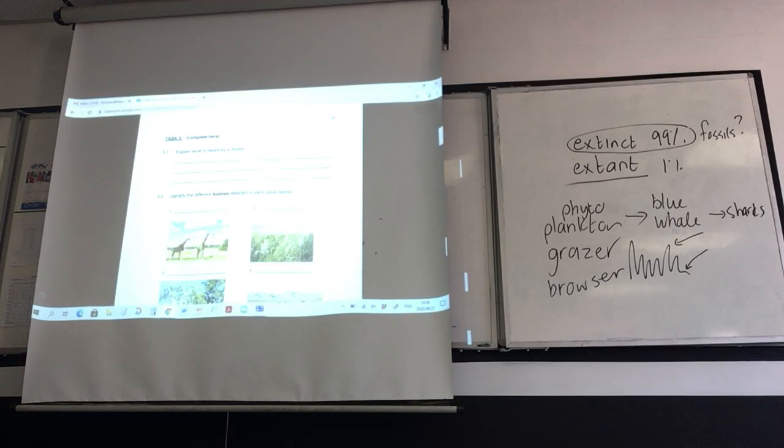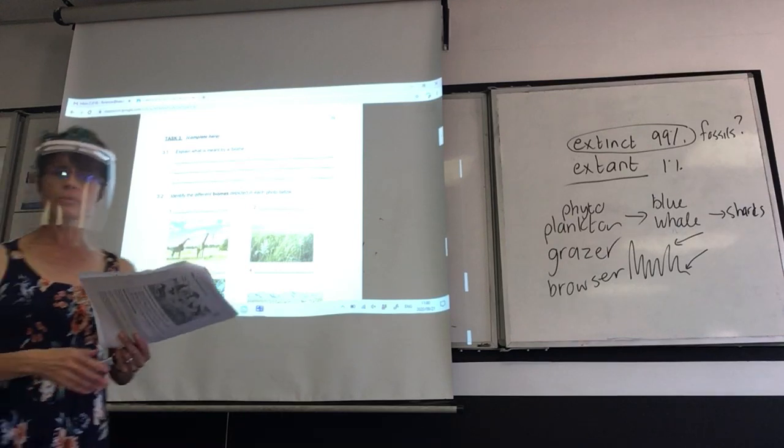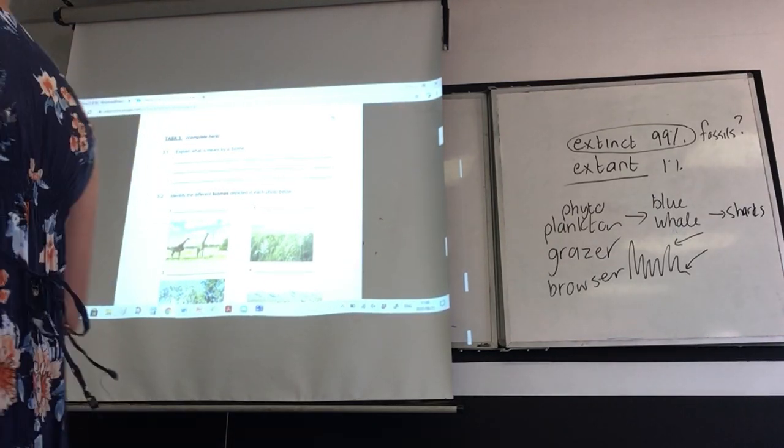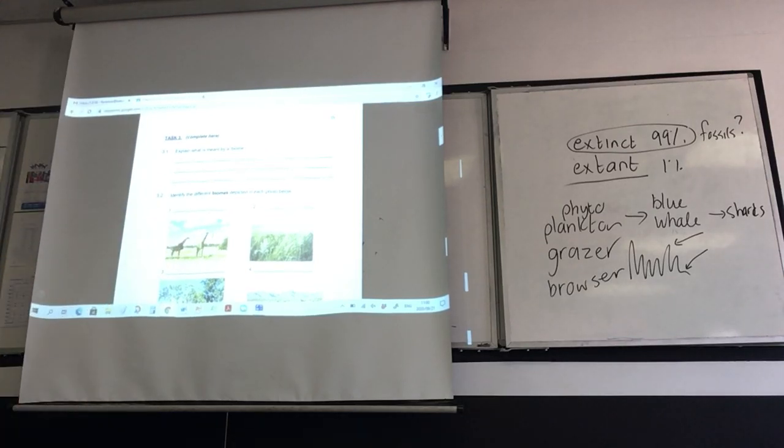On the next page, I just said it's a large area with a particular climate, i.e. temperature and rainfall, with specific types of plants and animals that live there. Okay, climate, temperature, rainfall, plants and animals. I'll put this up onto Google Classroom once everyone's gone through it.